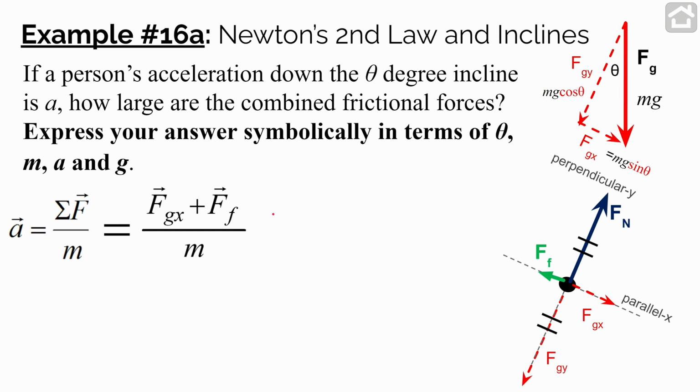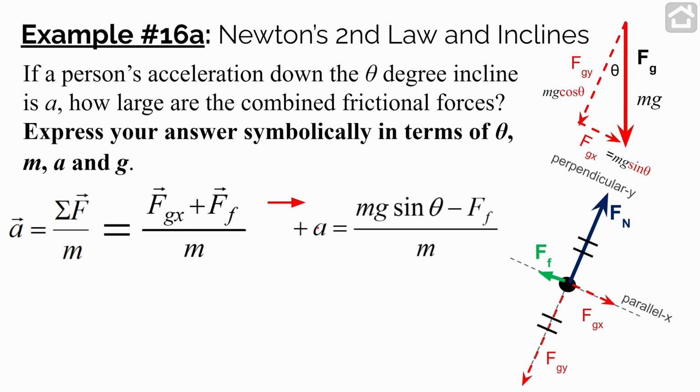But let's get back to the problem at hand. Plugging in things that we can plug in, we have mg sine theta for the size of the x component of gravity, and that's pulling to the right, or the positive x direction, so that's positive mg sine theta. And the force of friction is in the negative x direction, so we're going to subtract whatever the size of friction is. So it's minus f sub f.